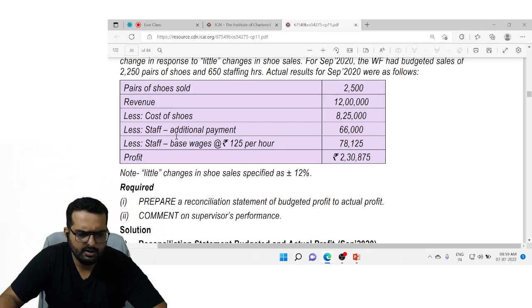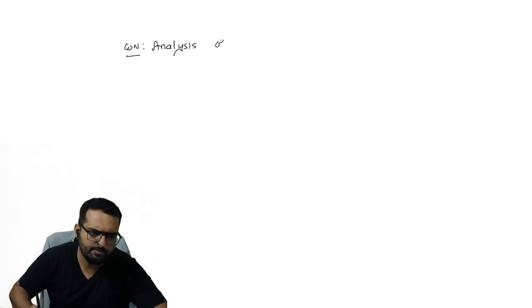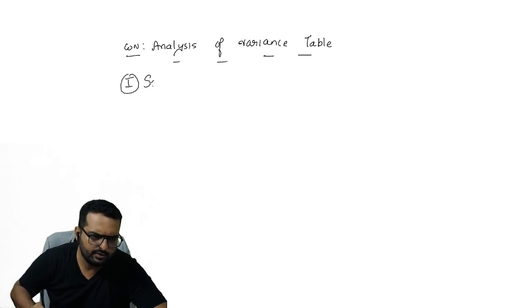All right, friends, are you all done writing this? Fine. Now they want you to prepare a reconciliation statement. So first, what will we do, friends? I'll write down the next working note. Analysis of variance table. Okay, so we are going to do it one by one. First, we'll start with sales. So everyone tell me we have to find out BQ, BP, AQ and AP.